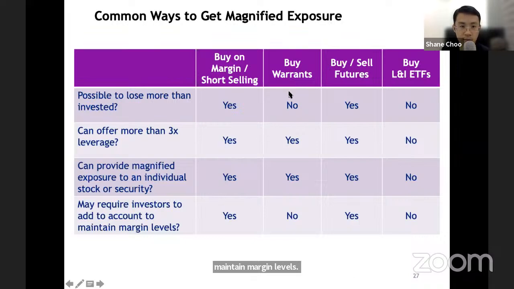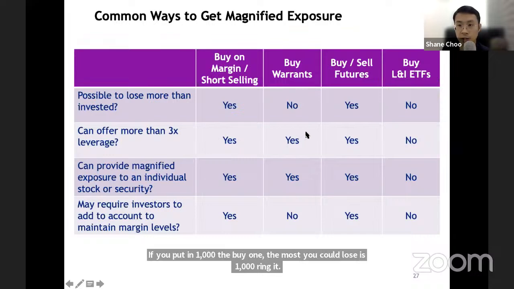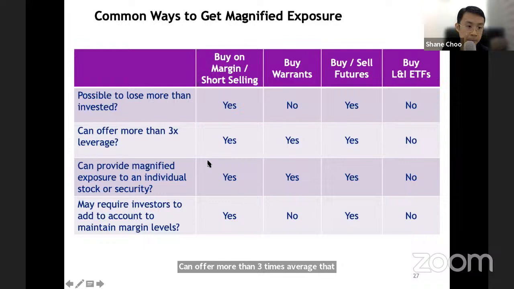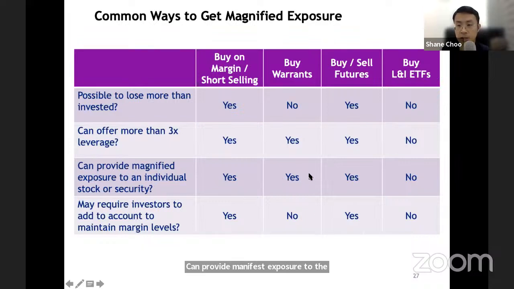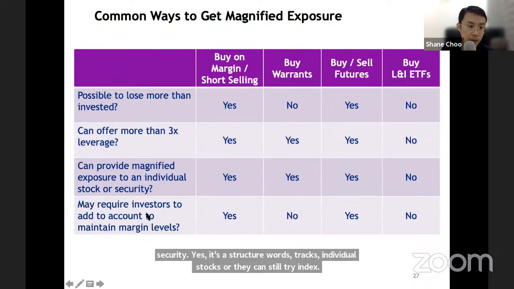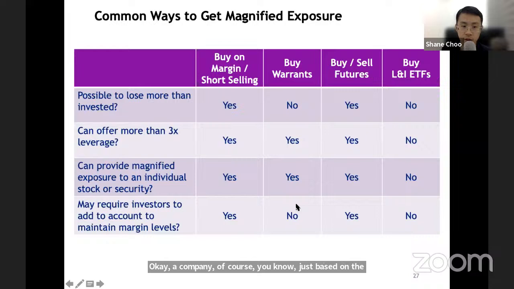If you buy warrants, is it possible to lose more than invested? No. If you put in 1,000 to buy a warrant, the most you can lose is 1,000 ringgit. Can it offer more than 3 times leverage? The answer is yes. You just look at the effective gearing of the warrants that you buy. Can it provide magnified exposure to an individual stock or security? Yes. Structured warrants track individual stocks, or they can also track an index. A company warrant, of course, is just based on the mother share. Are you required to add to the account to maintain margin levels for warrants? No.